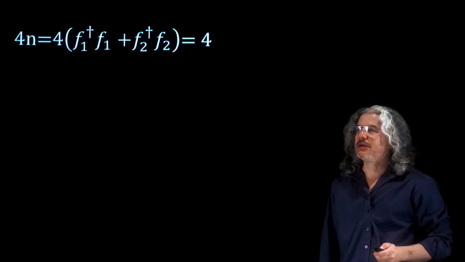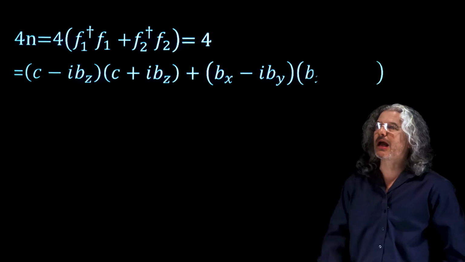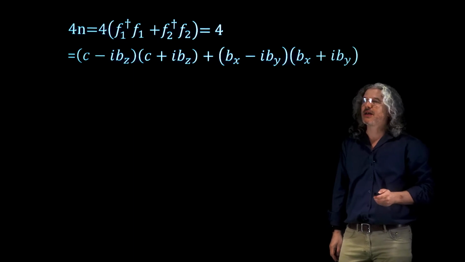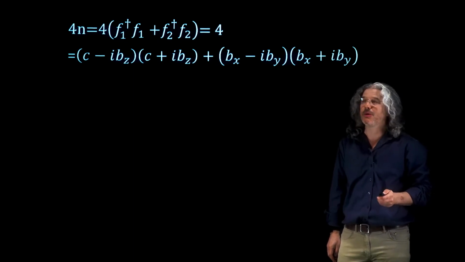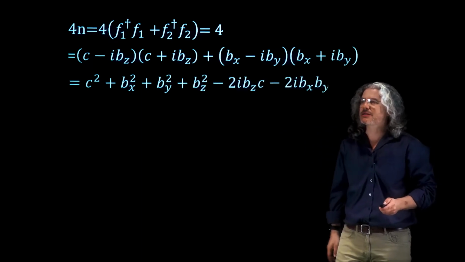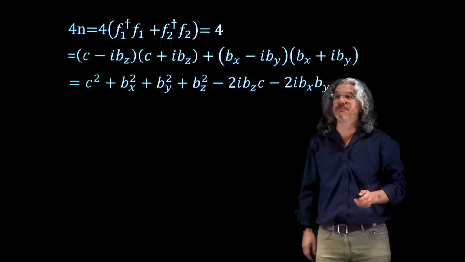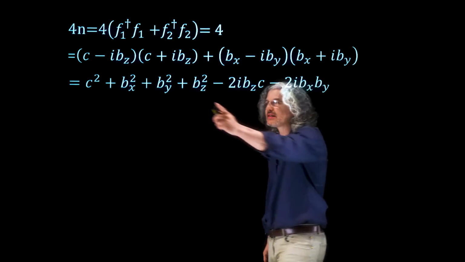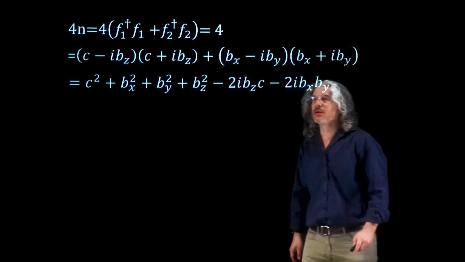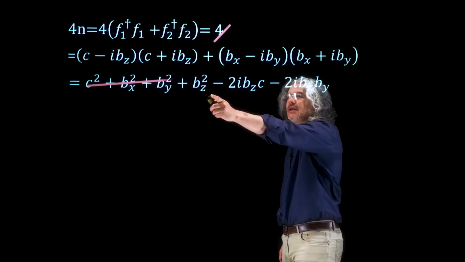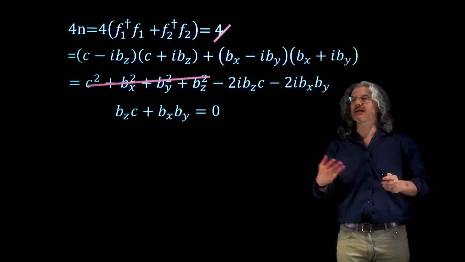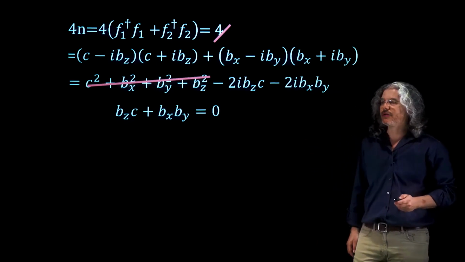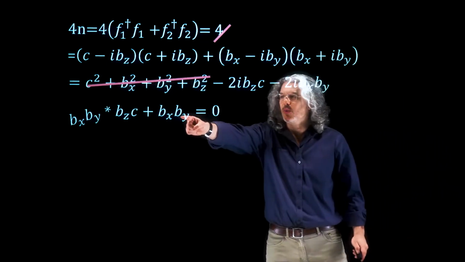Just fix, that's what is important. So let's see what happened with this fixing. I just calculate these operators, substitute for F1 what we wrote before as C plus i BZ, and for F2 as BX plus i BY. Then I open these brackets. We'll have C squared plus BX squared plus BY squared plus BZ squared minus 2i BZ C minus 2i BX BY. And remember, the C squared is equal to 1, BX squared is equal to 1, and so on. So these 4 will be cancelled by that one. And what we get is that I can also divide by minus 2i, so BZ C plus BX BY is equal to 0. I multiply that by BX BY.